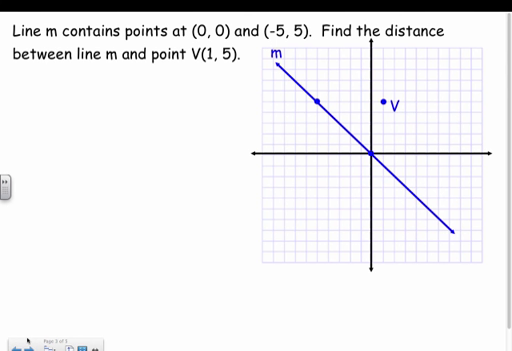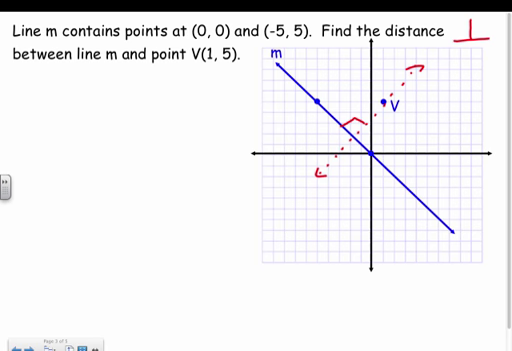All right, here's where we got to get to work. Let's talk through this first to figure out what we need to do. Line M contains points at (0, 0) and (-5, 5). I graphed this for the visual. Find the distance between line M and point B, which is at (1, 5). We just talked about this. To find the distance between the point and the line, we want the shortest distance possible, so we want that perpendicular distance. I'm just going to take a guess here at where this might be. Something like that to find the perpendicular distance.